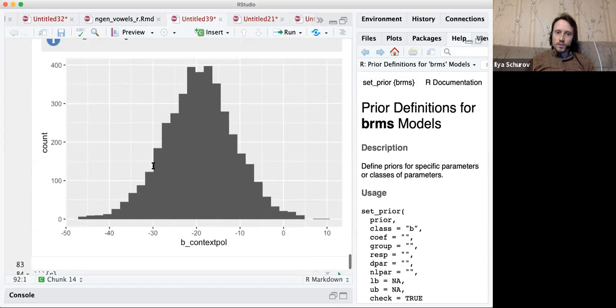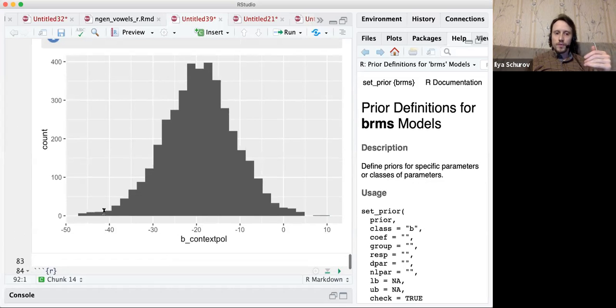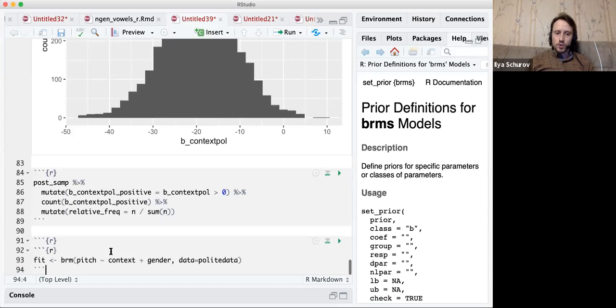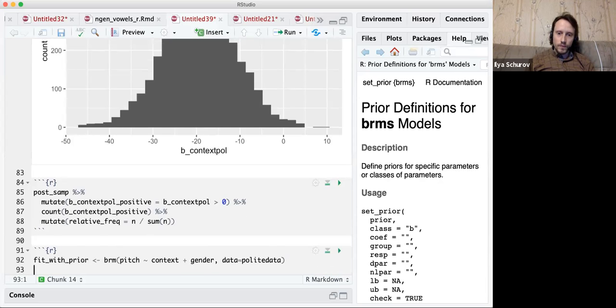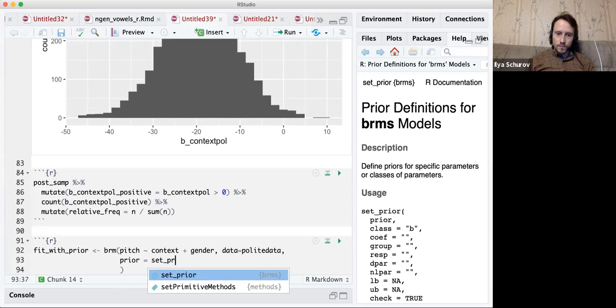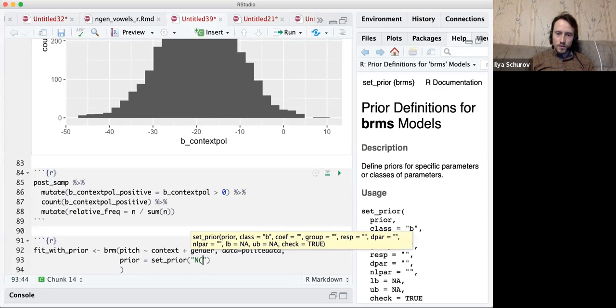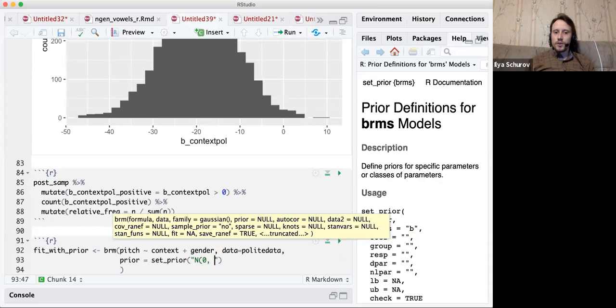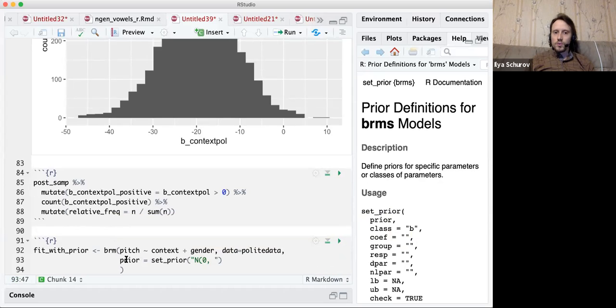So you see that with the default prior, which is uninformative, we have this distribution of beta context pole. Now let us impose some prior just to see how it works. I want to do a fit with prior, and I have to specify this prior. Assume that my prior is that all betas are distributed with a normal distribution, for example, with 0 mean and variance 5.